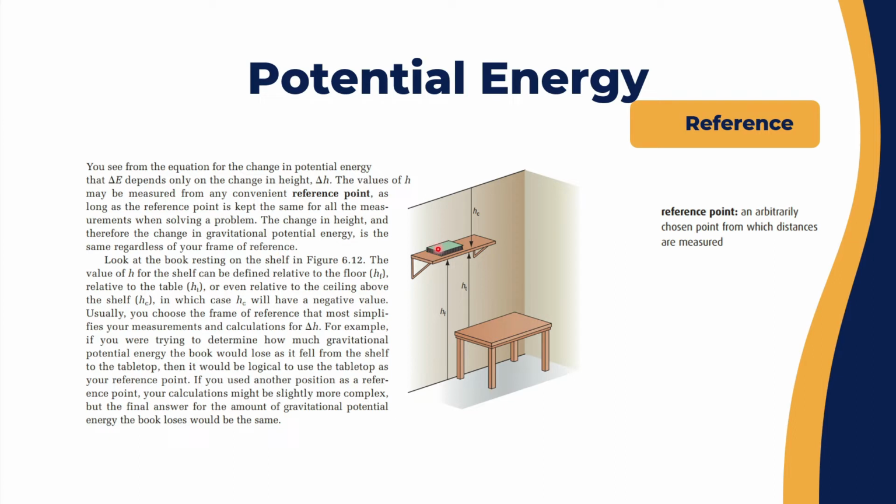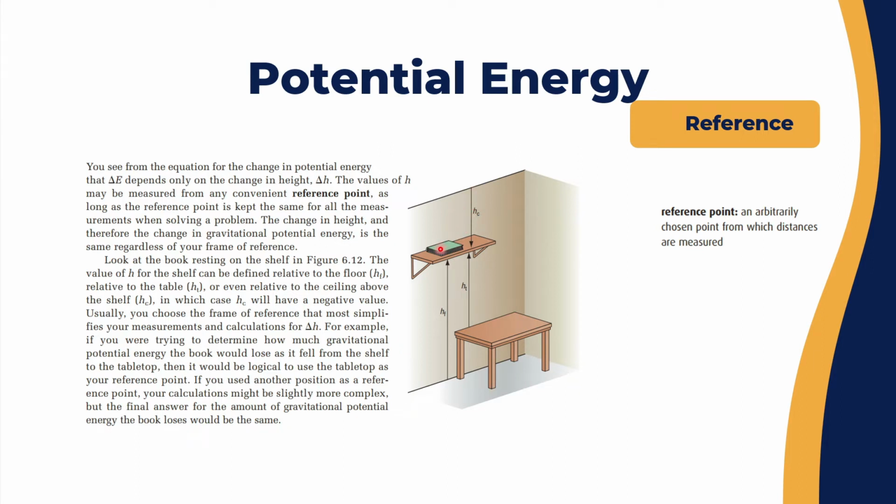So we can see here there's a book sitting on the shelf. The value of h for the shelf can be defined relative to the floor, hf, and the potential energy of the book on that shelf relative to the table can be denoted using the height from the table to the shelf annotated as ht, and from the shelf to the ceiling annotated as hc. In this case, it's important to mention that hc will have a negative value because the height of the initial point is smaller than the height of the final point, as we will see in our example.